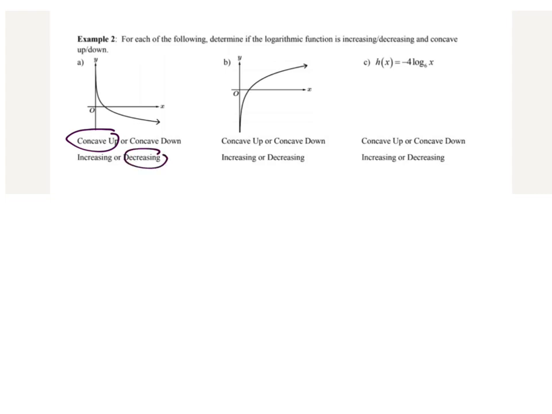How do you know, Truett? Because it's going down. Because my tangent lines here would all be what? Down. Negative. My tangent lines would all be negative. Letter B. Concave down, like a frown, but it is increasing. How do I know it's increasing? It's going up. Because my tangent lines are positive.